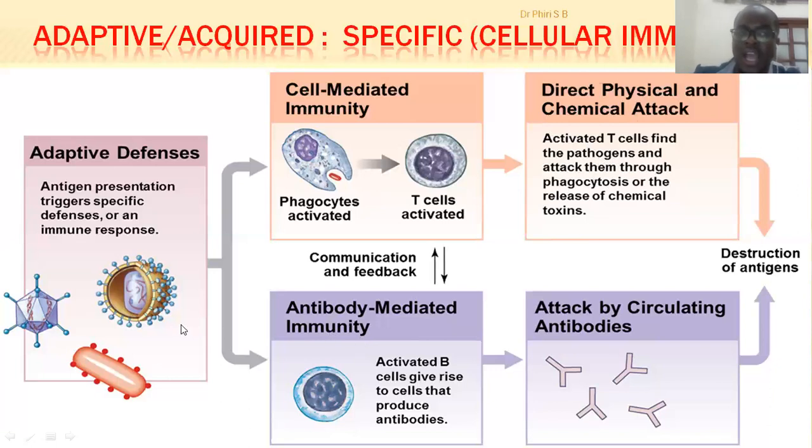That is part of the adaptive defense mechanism of the body. So in antibody-mediated immunity, there are activated B cells that will give rise to cells that will produce antibodies. We said the activated B cells will be transformed into plasma cells, and the plasma cells are the ones that will start producing antibodies against the pathogens. These antibodies are going to attack by circulating. So they are going to attack the pathogen.